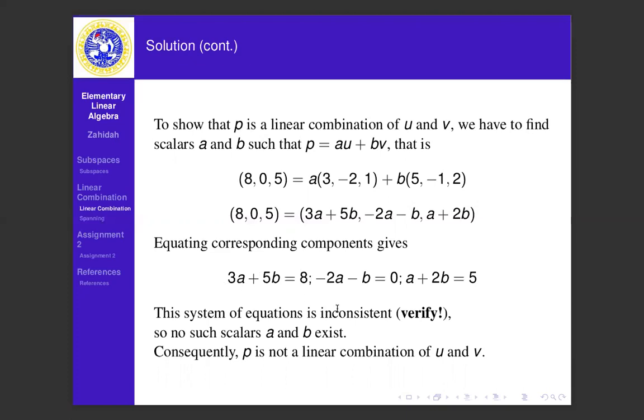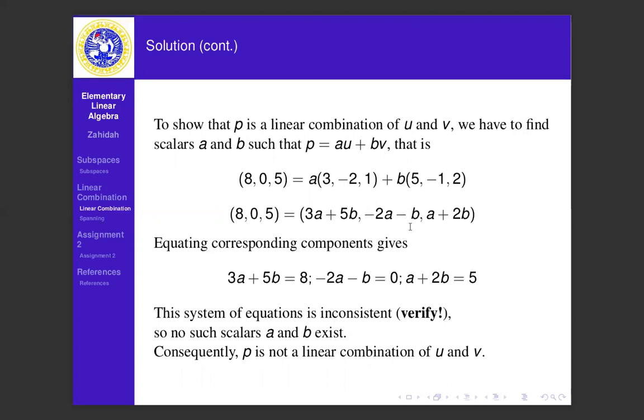Okay, solving this equation, we conclude that the system is inconsistent. Why? You have to verify it. You remember why the system is inconsistent? If you construct the augmented matrix, you have 3, 5, 8, minus 2, minus 1, 0.